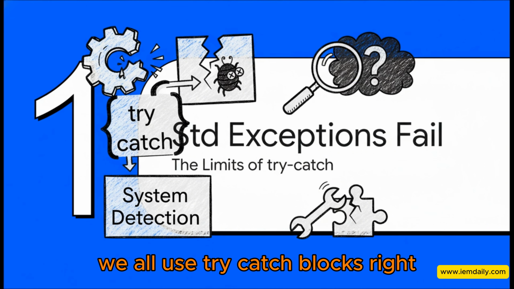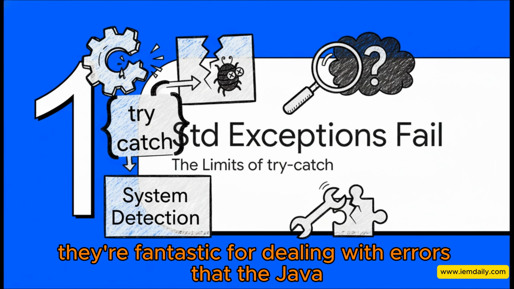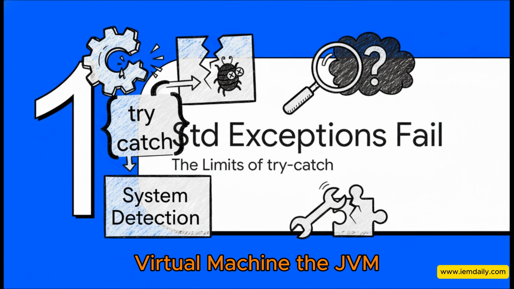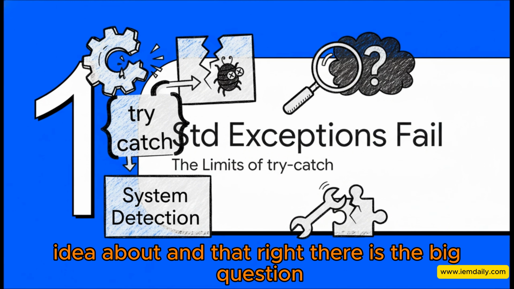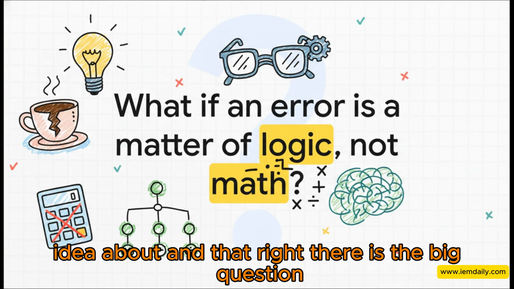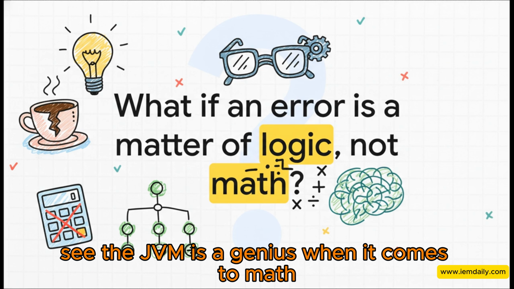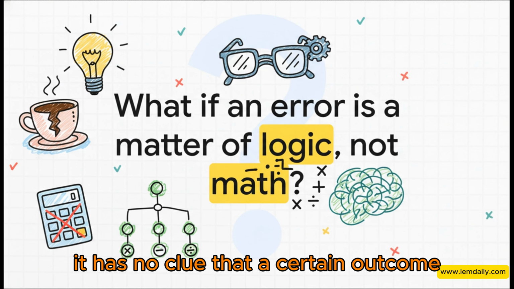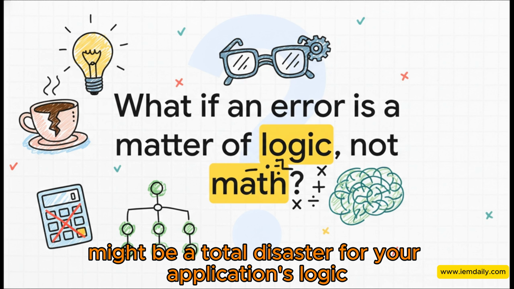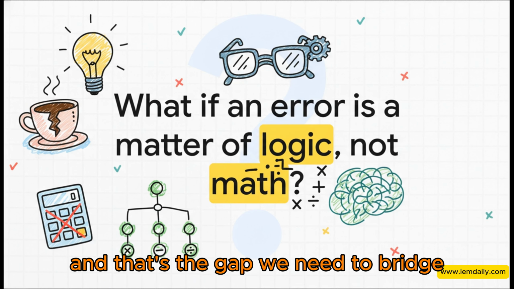We all use try-catch blocks, right? They're fantastic for dealing with errors that the Java virtual machine, the JVM, spots for us. But what about the errors that the JVM has no idea about? And that, right there, is the big question. See, the JVM is a genius when it comes to math. It knows dividing by zero is a no-go, but it doesn't know your business rules. It has no clue that a certain outcome, while mathematically perfect, might be a total disaster for your application's logic. And that's the gap we need to bridge.